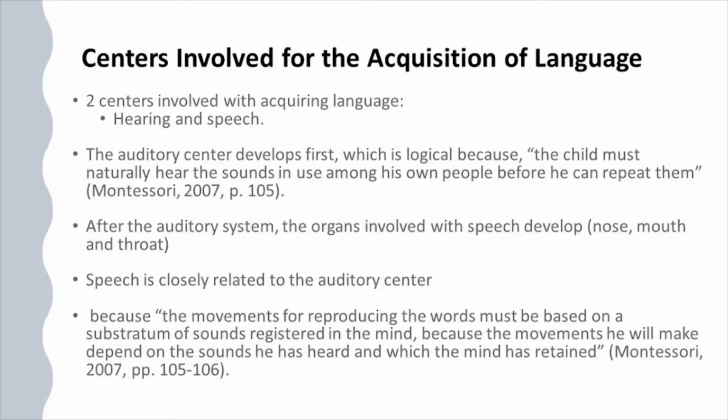So right now we're going to start with the centers involved for the acquisition of language. There are two centers involved with acquiring language, and that is hearing and speech. That's pretty easy to remember, right? It makes sense. But let's talk about why that is. So the auditory center develops first. So hearing. The child is hearing, right?